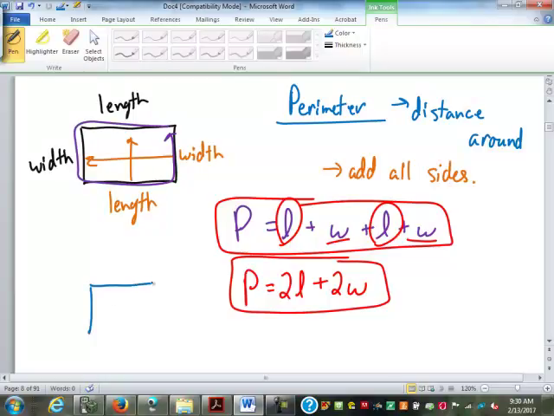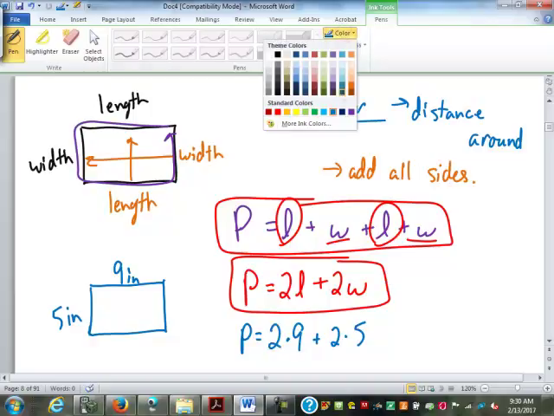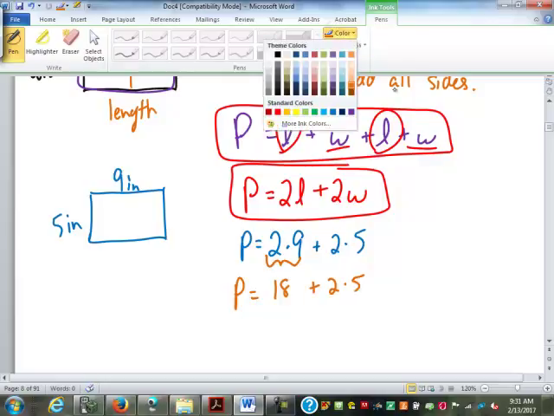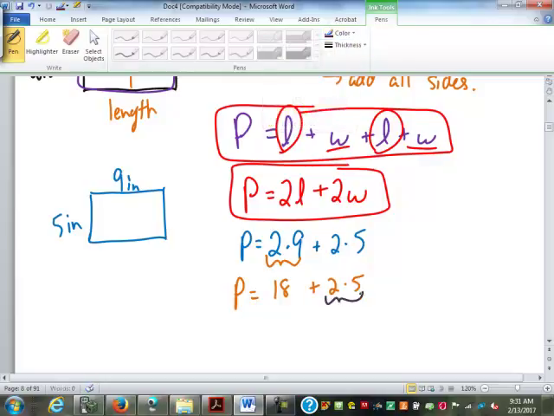If I give you a rectangle, and let's say that I tell you that the width is 5 inches and the length is 9 inches, we can find the perimeter. 2 times 9 plus 2 times 5. And then we just go ahead and do our order of operations on that expression. 2 times 9 is 18. 2 times 5 is 10. 18 plus 10 is 28. And of course, that's inches.